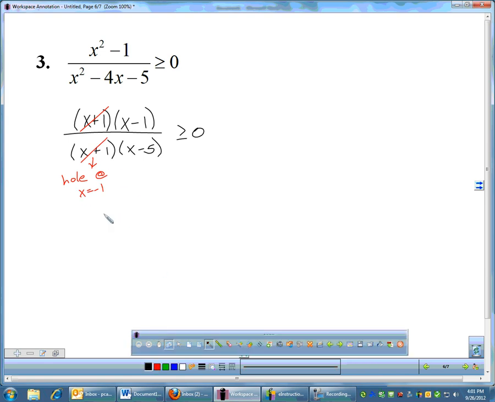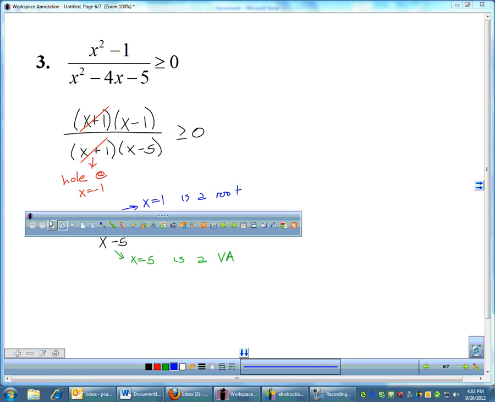So now I will reduce. This will turn into x minus 1 over x minus 5, greater than or equal to 0. And then I'll look again, and my denominator is 0 at 5, so x equals 5 is a vertical asymptote, right? And then we look at the numerator, and if my top is 0, that's a root. So x equals 1 is a root, or an x-intercept, or a 0.